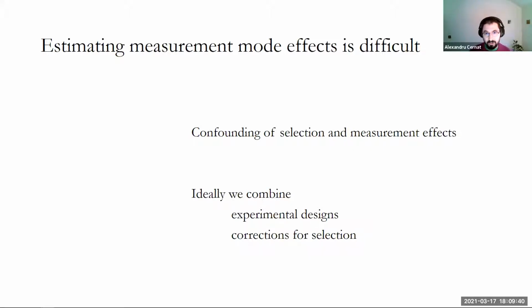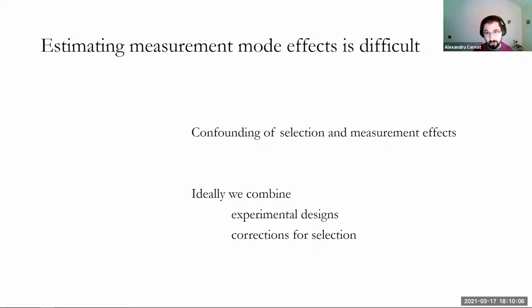And the big challenge here, and this is a big part of what people have to do when they do research on mixed modes or on mode and measurement, is the confounding of selection and measurement. So typically there's a self-selection in one of the modes. Some people might select one mode over another, and then each mode has different characteristics of its measurement. So then we have this confounding of the two.